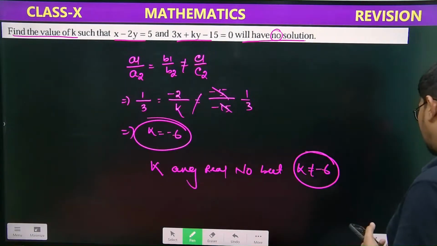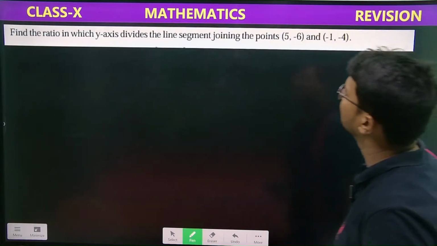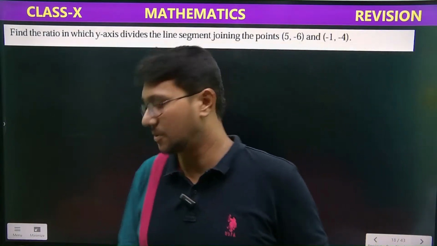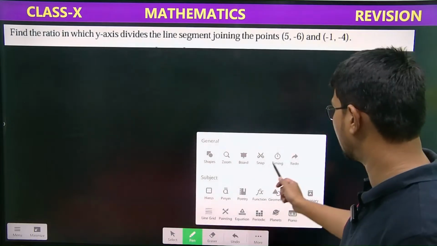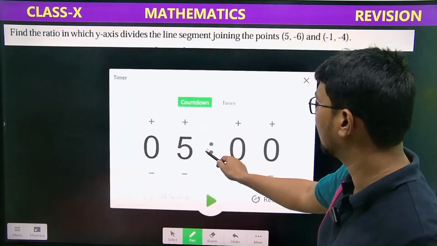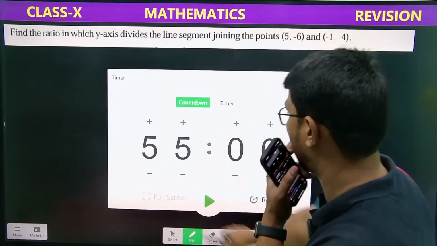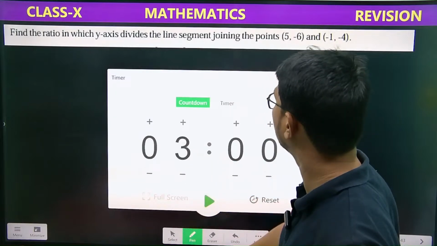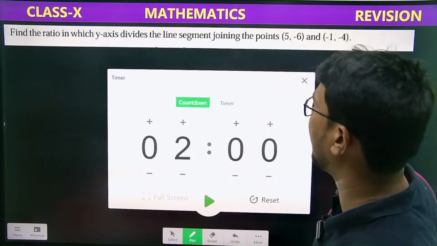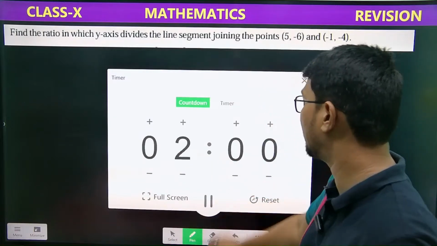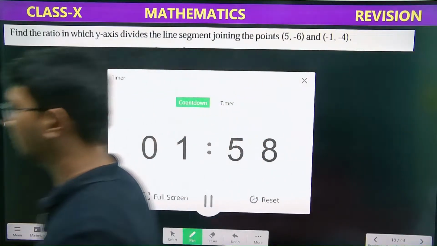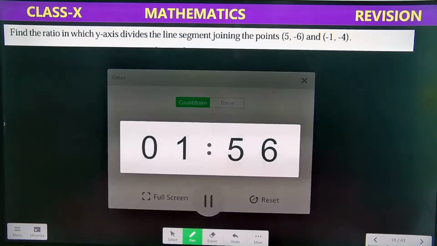Moving to the next question. Solve it. This is from coordinate geometry, and your time limit now starts. You have 2 minutes. Find the ratio. You have to find the ratio. Two minutes are given to you. Solve it quickly.